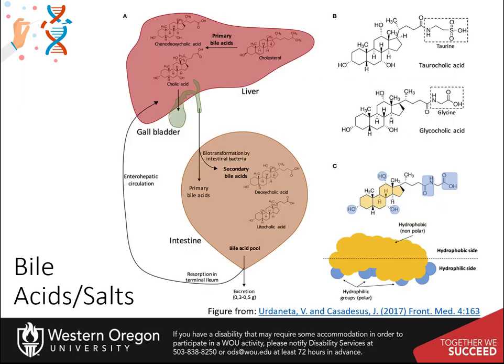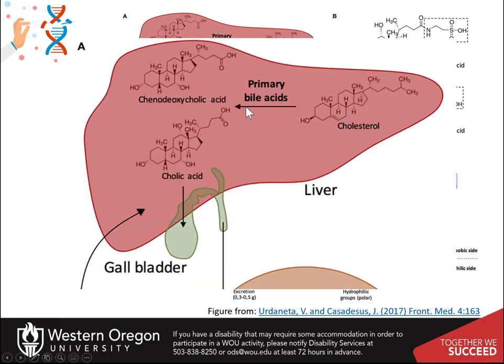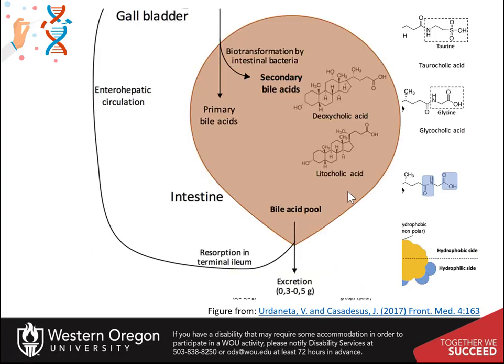Cholesterol is also a precursor for the synthesis of bile acids. Bile acids are transformed to bile salts with their association with sodium or potassium ions. Bile acids are synthesized in the liver and transferred to the gallbladder for storage. From there, they are released into the small intestine, where they aid in the metabolism of lipids consumed in the diet. Once in the small intestine, microbes can transform bile acids into secondary bile acids.